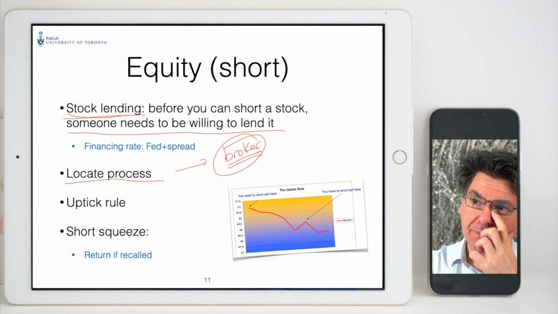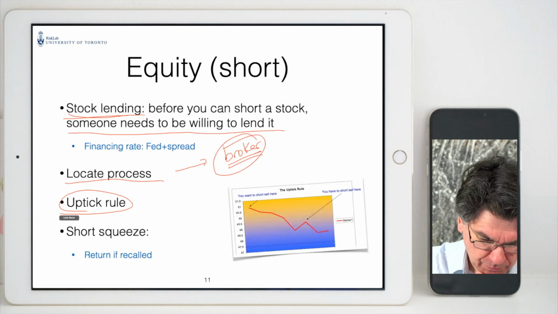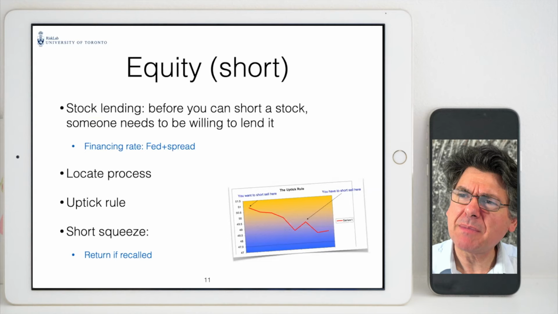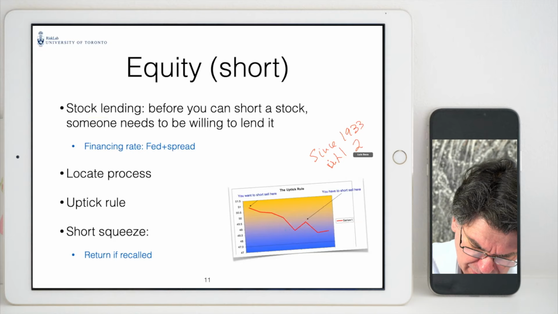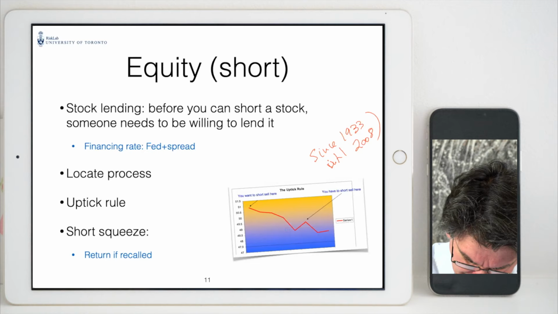There's a very interesting restriction. It was called the uptick rule. This has been eliminated, but it was there for many, many decades, from 1933 until 2008. All these years you had this rule in the United States. And I want to show you what this rule is and why it was there.